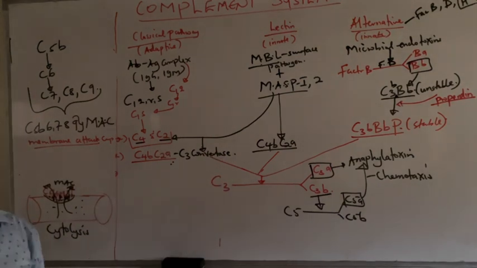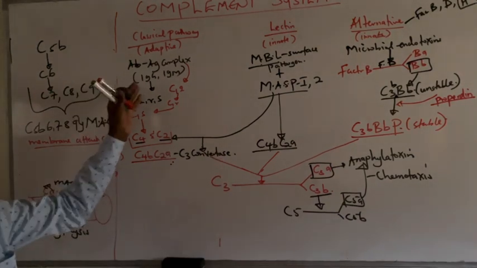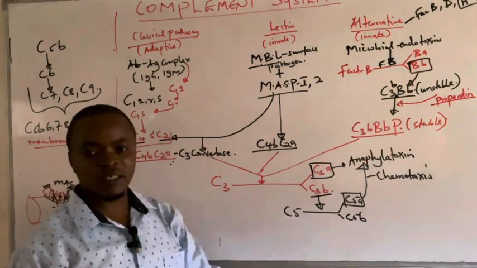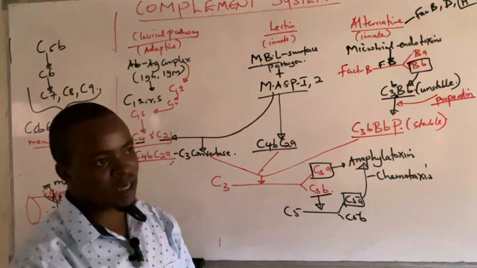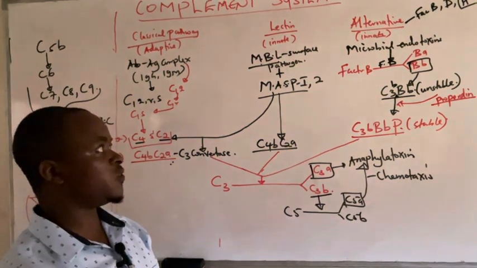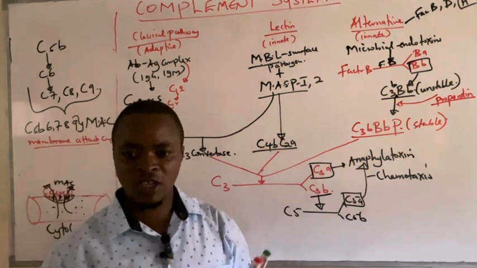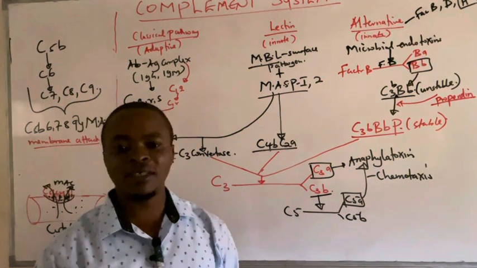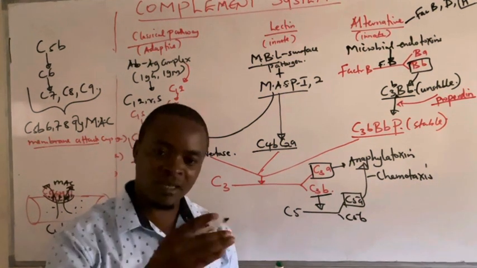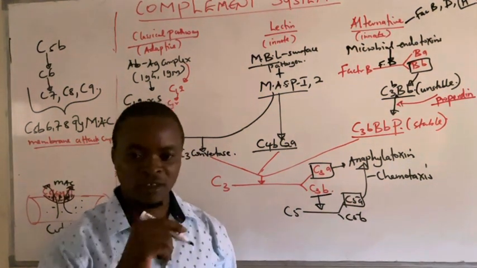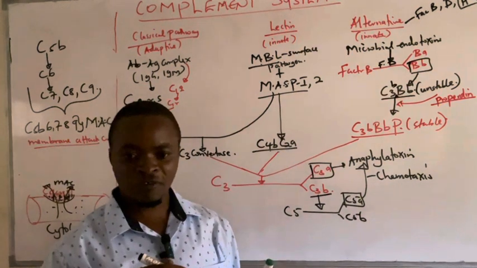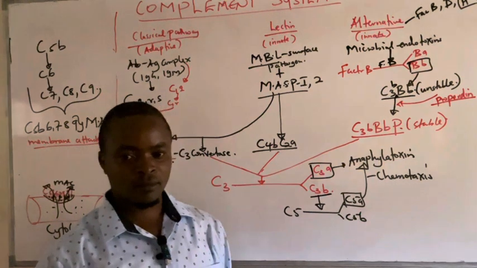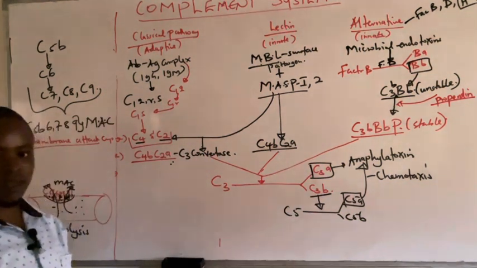They meet at C3 convertase, whereby the classical pathway is triggered by antigen-antibody complex, especially IgG and IgM. The lectin pathway is triggered by mannose binding lectin, which binds on the receptors on the surface of microbial organisms. Then the alternative pathway is triggered by microbial endotoxins, activating factor B. Factor B is cleaved to Bb and Ba in the presence of factor D, then stabilized by properdin. Properdin stabilizes it, and then it becomes a C3 convertase.